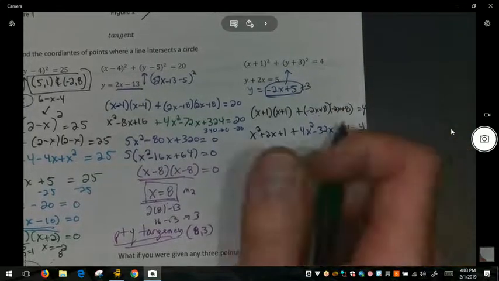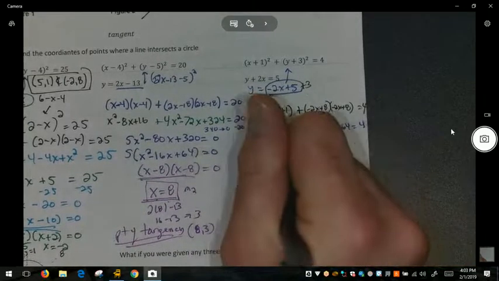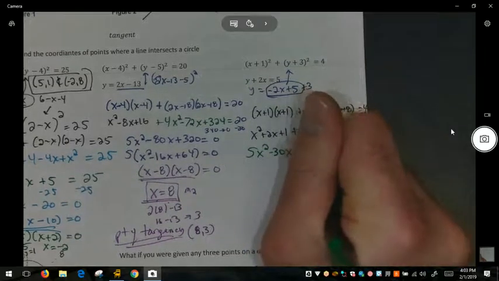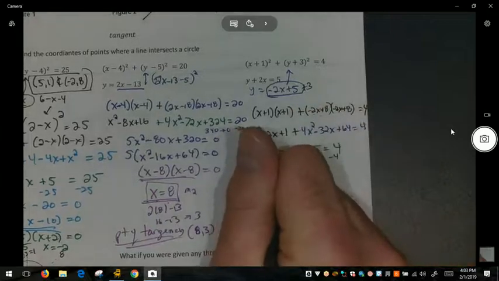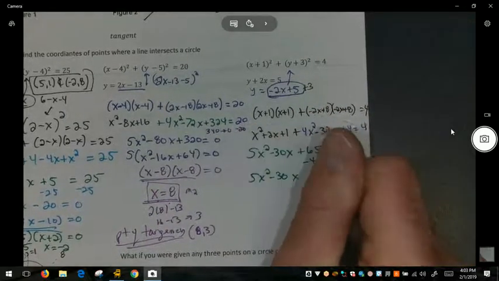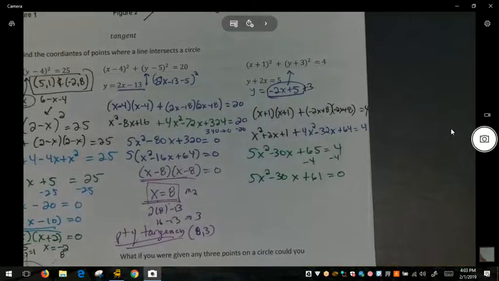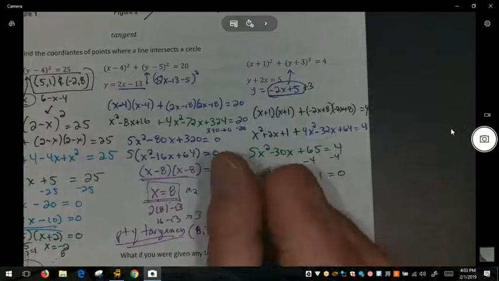Now I'm going to combine like terms. This is going to give me 5x squared minus 30x plus 65 equals 4. I'm going to take 4 away from both sides to get it equal to 0. 5x squared minus 30x plus 61. Well, it's not factorable. That doesn't mean that there's not a solution, because we could have an irrational solution that's still a real solution. But I can't think of the factors, so I'm going to turn to the quadratic formula.